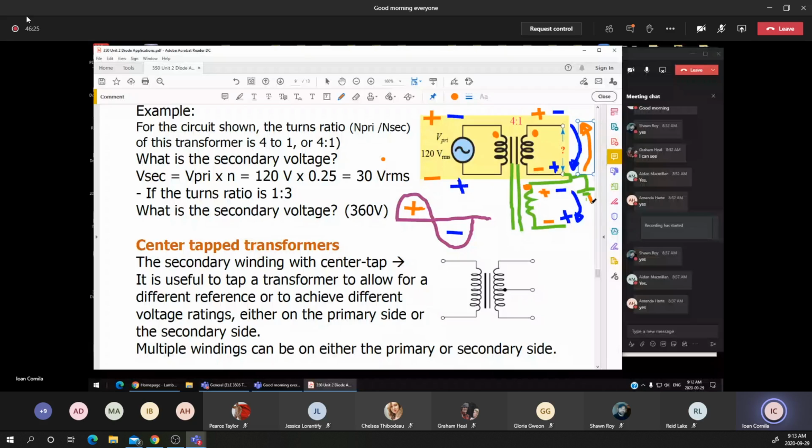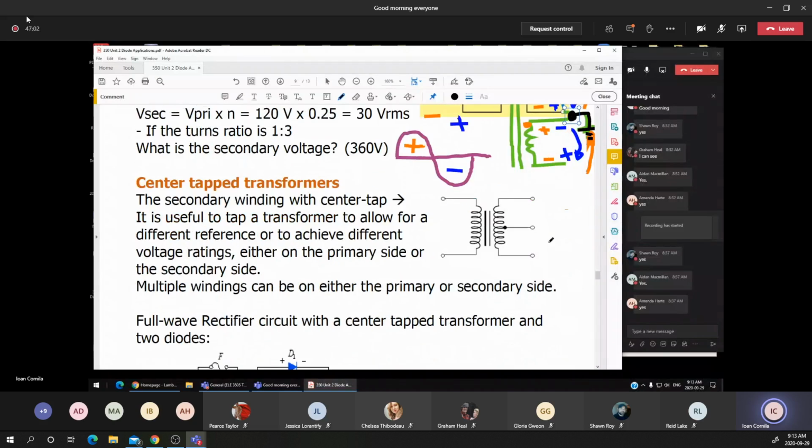I will try to make a different color for those windings. Remember that we connect the two windings together, and those two windings are connected to the ground. This means a simplified diagram, and this is the easiest way to understand the polarities on the secondary winding, a simplified diagram of the center tap transformer.